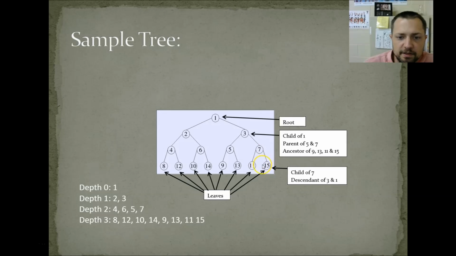15's parent is 7, 11's parent is 7. 7 has children 11 and 5. 3 has children 5, 7, and descendants 9, 13, 11, 15.